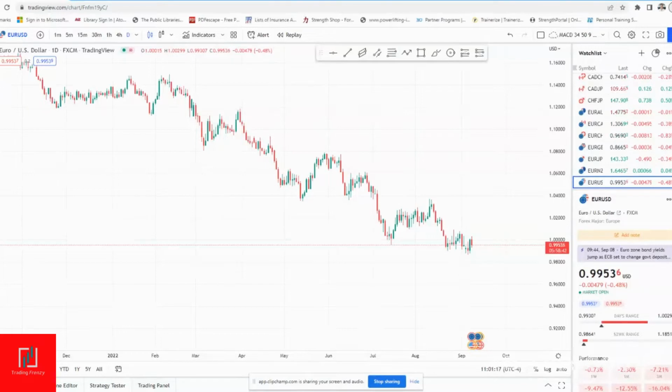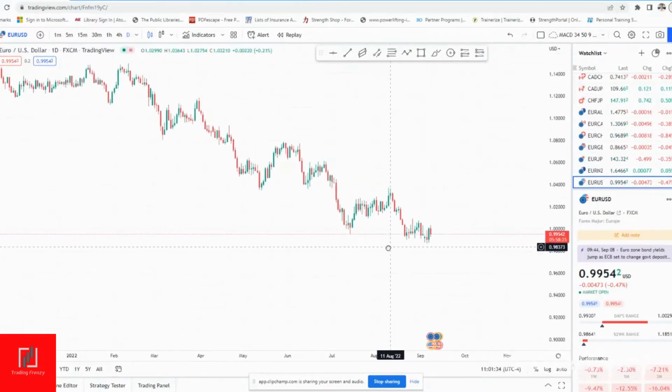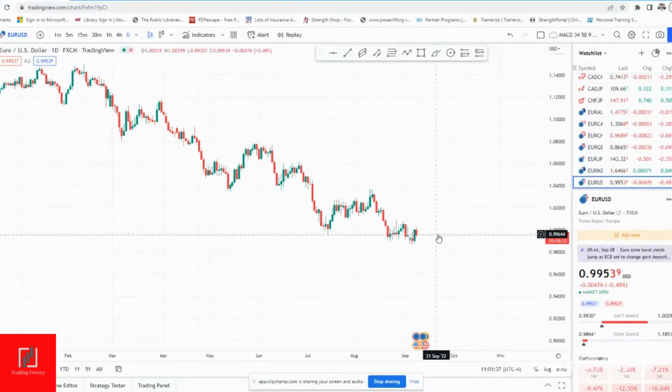All right, so we're on the Euro USD 1 day chart right now. And this is the fun part. This is where the magic happens, where we apply everything that we just learned and put it to practical use right on the charts. So what we're going to do is start off on the 1 day chart. Now we want to look right in the area that we're at right now.